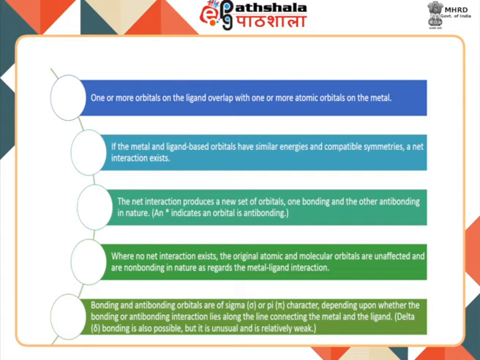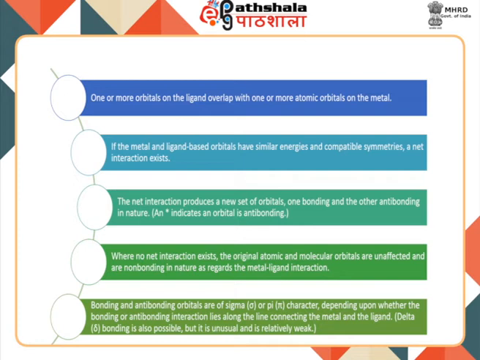Fifth, the bonding and the antibonding orbitals are of sigma or pi character, depending upon whether the bonding and the antibonding interaction lies along the line connecting the metal and the ligand. It can also be delta bonding, if it's possible, which is a very unusual type of bonding and is relatively weak.